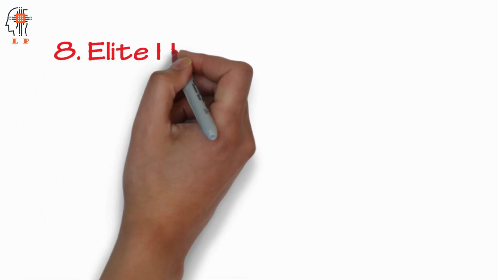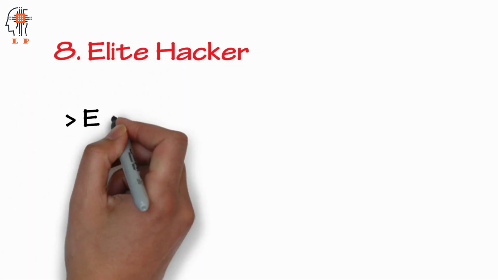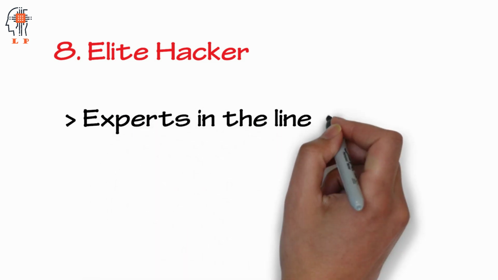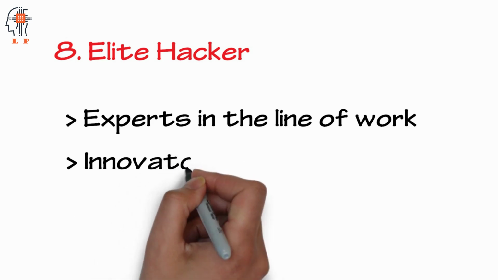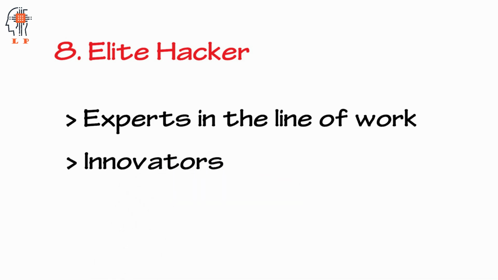Number 8. The Allied Hackers. Name used in the hacker community to identify the experts in the line of work. They are the innovators who write source codes for new hacking programs.